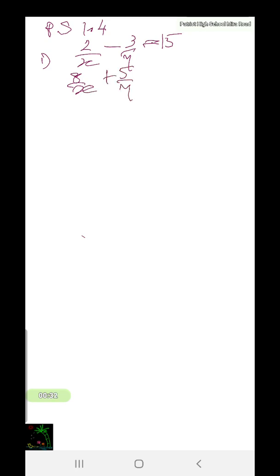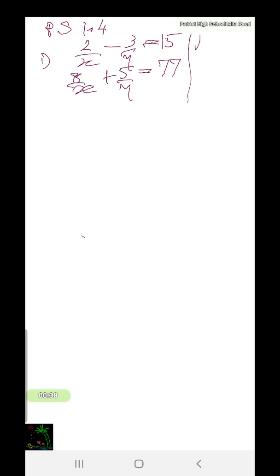Practice set 1.4. Solve the following simultaneous equations. The first one: 2 upon x minus 3 upon y is equal to 15, and 8 upon x plus 5 upon y is equal to 77.